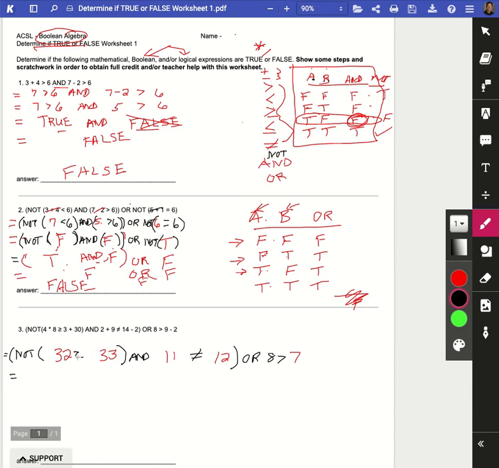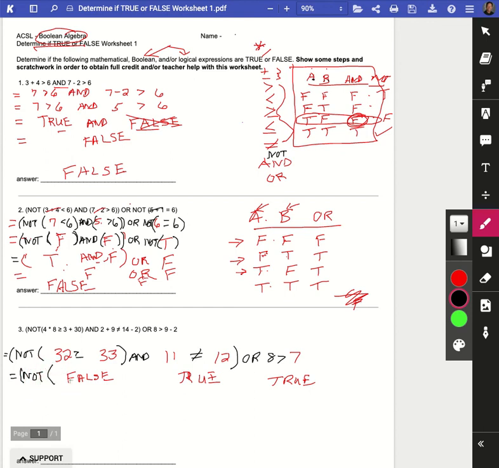And now we proceed on to take care of our relational operators. So our relational operators, 32 greater than or equal to 33, that would be false. I'm going to write it out since I do have room here. And 11 not equal to 12, that is actually true. And over here, it's a little sloppy, but 8 greater than 7, that's true. Rewriting everything else that comes along for the ride into this step of scratch work.